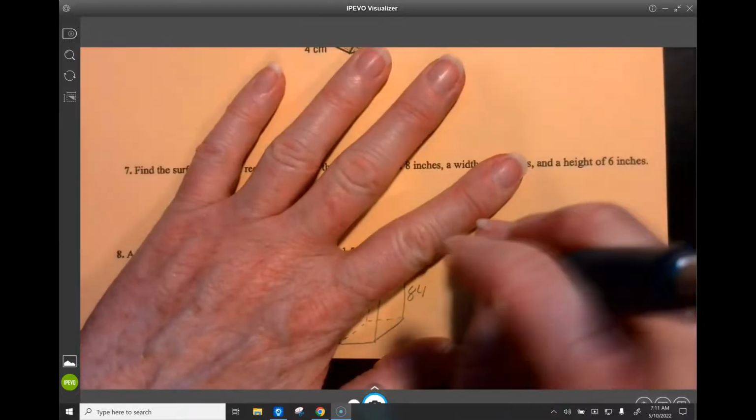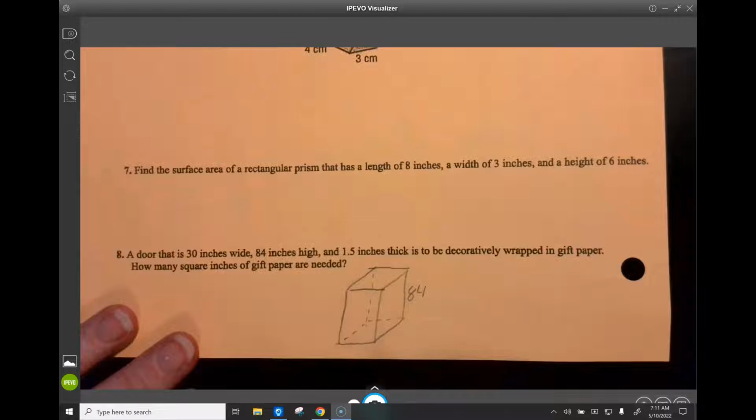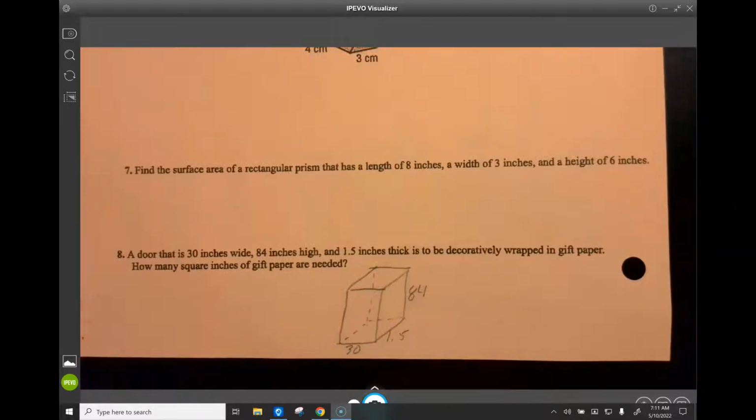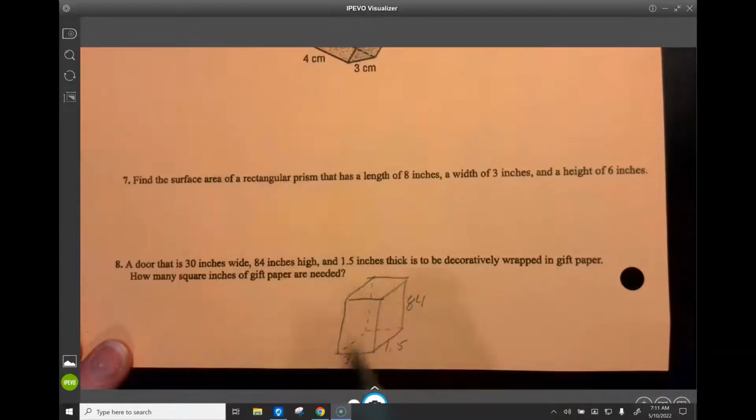But we're not going to worry about it. We just have to be able to draw a shape. So the thickness then is 1.5, and the width is 30. Okay, and then you're just going to plug that in and find that area. But I want to make sure that you know how to draw one. And they're kind of fun to draw.